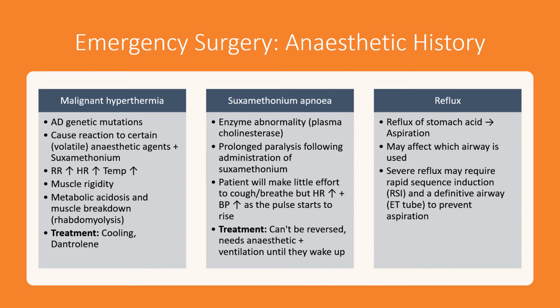So the main differentiation is malignant hyperthermia early on in the operation, succinylcholine apnea later on, at the end of the operation. And both present quite similarly in terms of higher heart rate, higher respiratory rate. One, malignant hyperthermia, because it's breaking down the muscles, causes stiffness. Succinylcholine apnea, very limited effort in breathing.